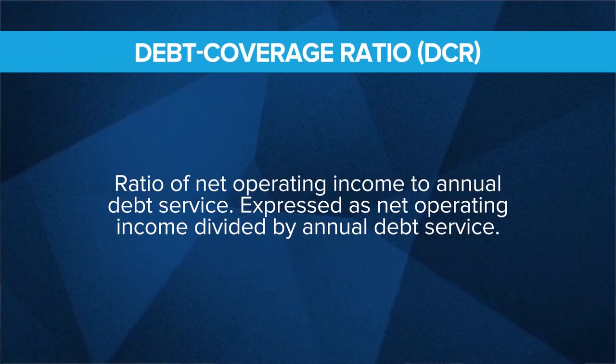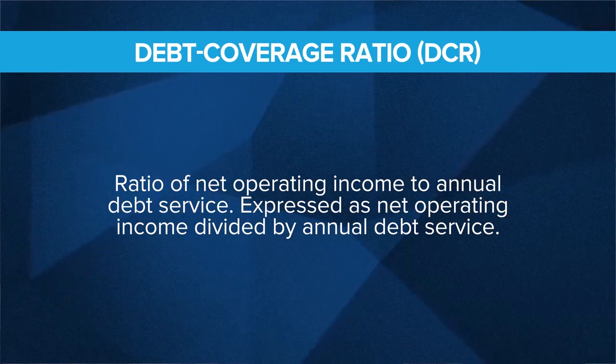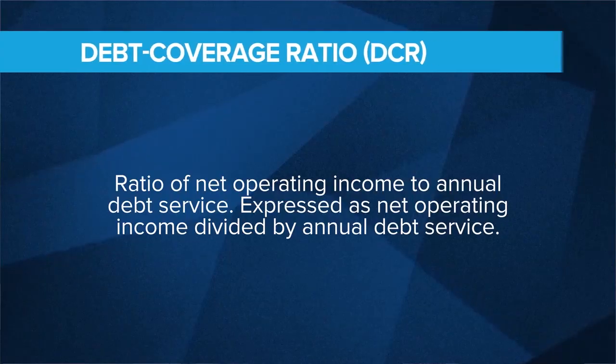So here we go. This is the ratio of net operating income to annual debt service, expressed as net operating income divided by annual debt service. A lot of stuff going on there. What does this mean? Layman's terms.